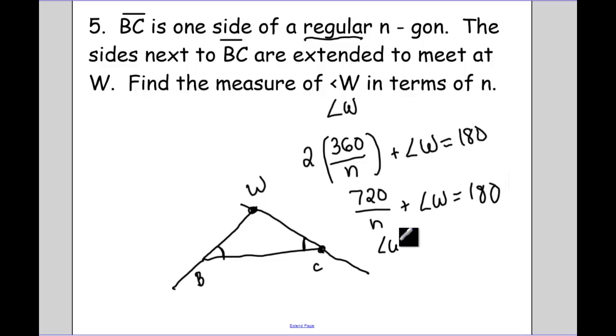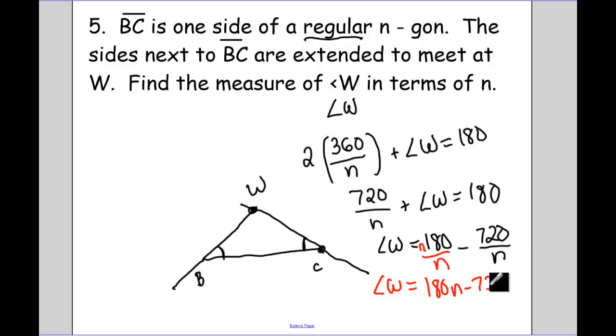So angle W is equal to 180 minus 720 over n. I need to multiply the 180 by n over n so that I can combine like terms. Angle W thus is equal to 180n minus 720, all over n. If you factor out 180, that's what you get.